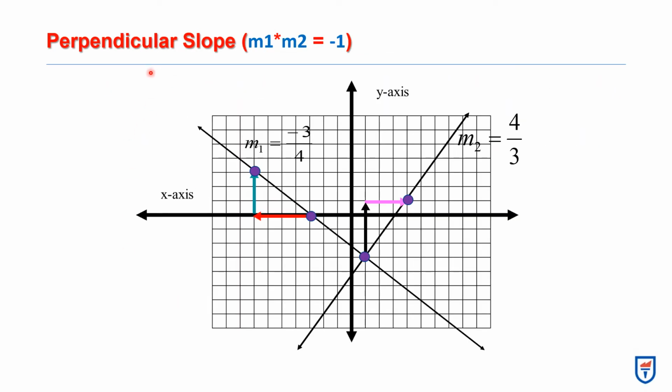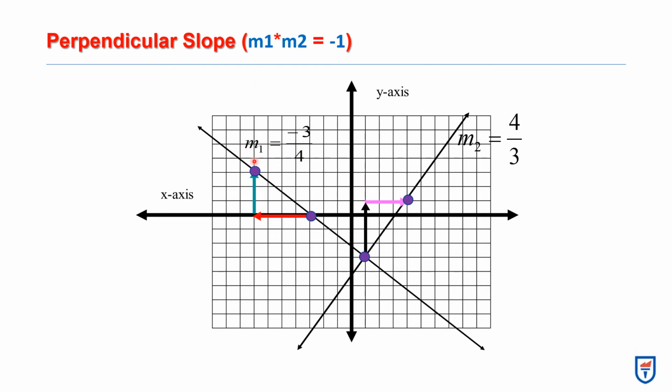To test whether two lines are perpendicular, you need to multiply the slopes of the two lines, for example, m1 times m2. If the result is equal to -1, then you can conclude that the two lines are perpendicular to each other. But if the result is not equal to -1, then you can conclude that the two lines are not perpendicular to each other.